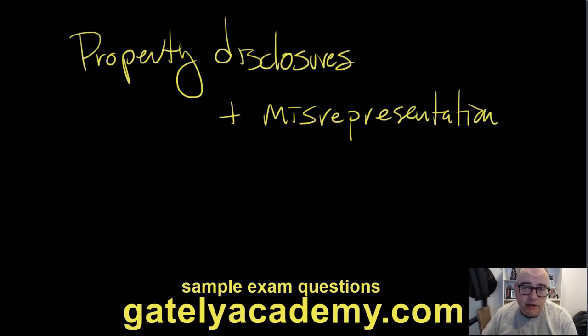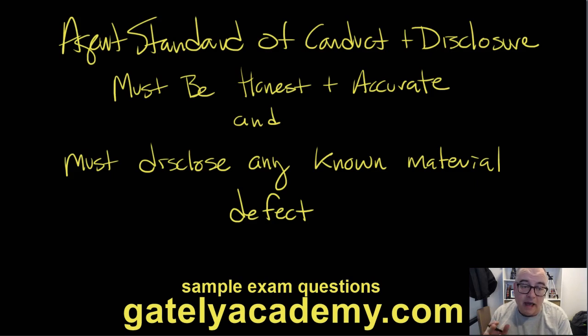In this video, we're going to talk about property disclosures and misrepresentation. Misrepresentation is probably one of the top 5 worst things you can do as a licensee. And so this is a really important video, not only for the exam, but for real life. So let's take a look at what I call the Agent Standard of Conduct and Disclosure. That's not an official title, but that's what I call it, and I think it's helpful to remember.